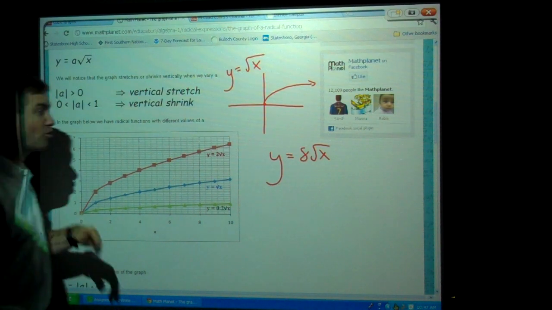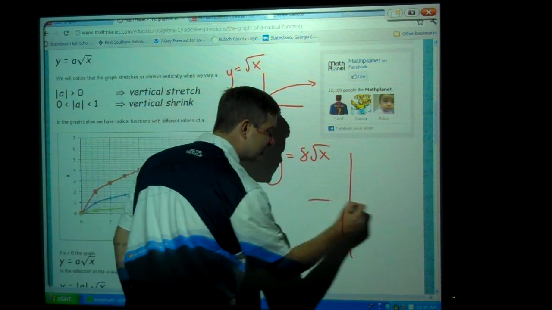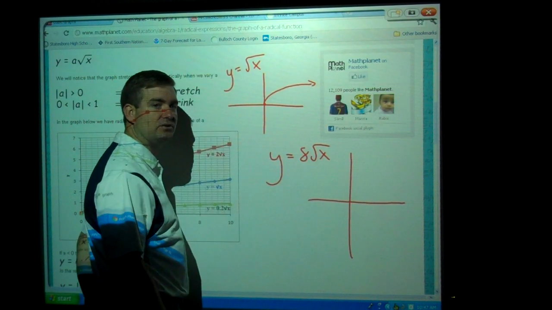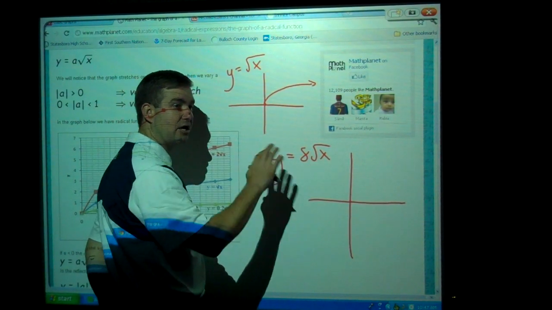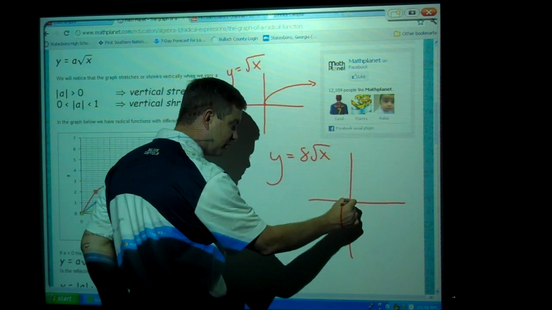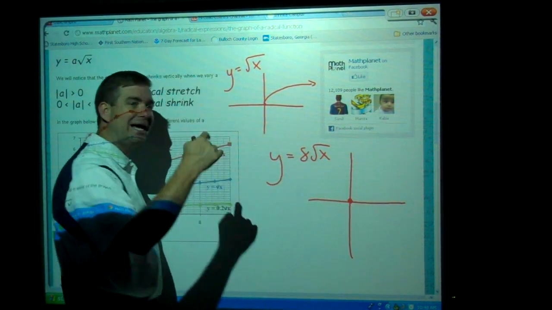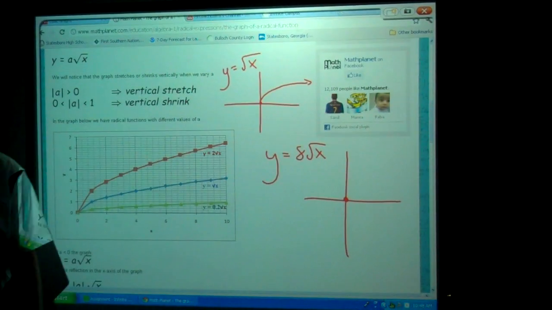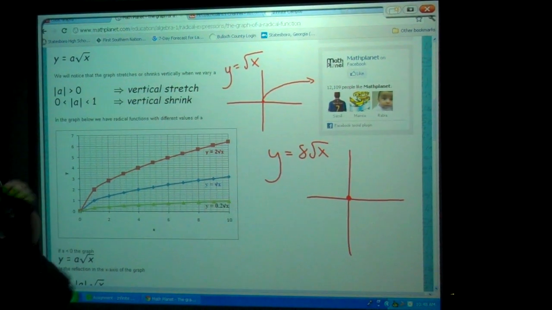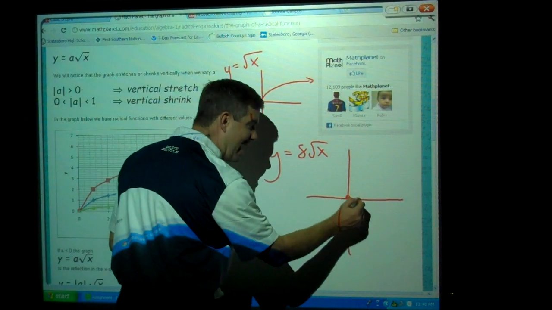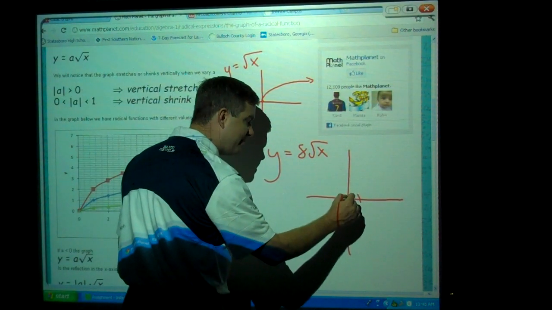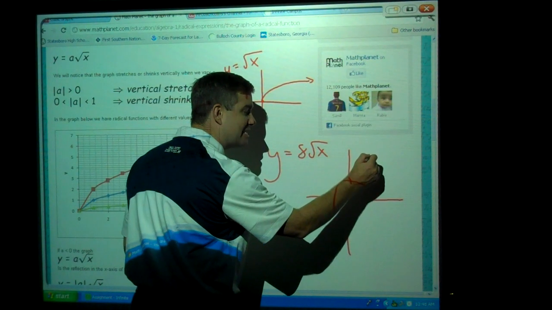What's the graph going to look like? Well, let's think about it. Are we going to start at 0, 0? Yes, because there's nothing on the inside, there's nothing on the outside. All we're changing is that. So we're still going to start at 0, 0. But when I stick in 1, what's the square root of 1? 1. What's it going to then be multiplied by? 8. So instead of 1, 1, I'm now going to be at 1, 8.